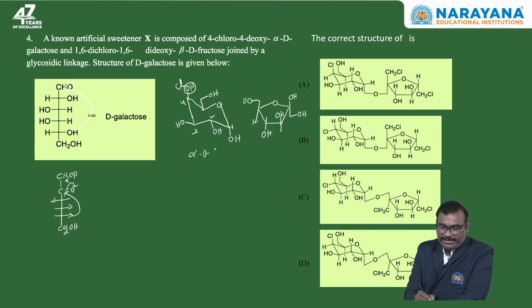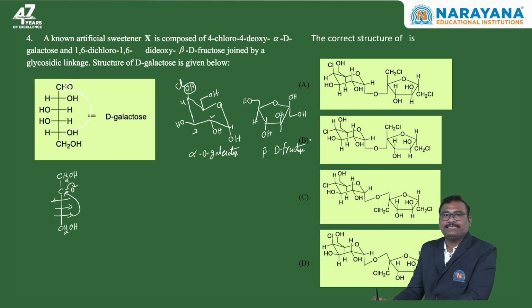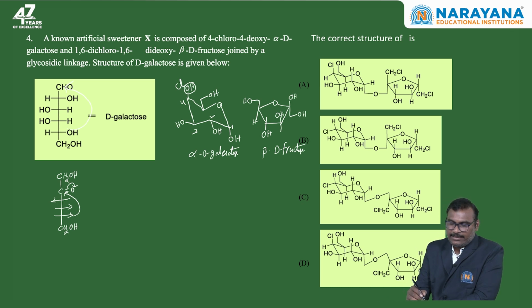This is alpha D-galactose. This is beta D-fructose. But what it is saying is that this is at the first position. Let us say this is the anomeric 1, 1, 2, 3, 4, 5, 6. In fructose, the second carbon is the anomeric carbon. The OH is upside, and he is saying the 1 and 6 positions. This is the first position and this is the 6th position where the 2 chlorines are present.